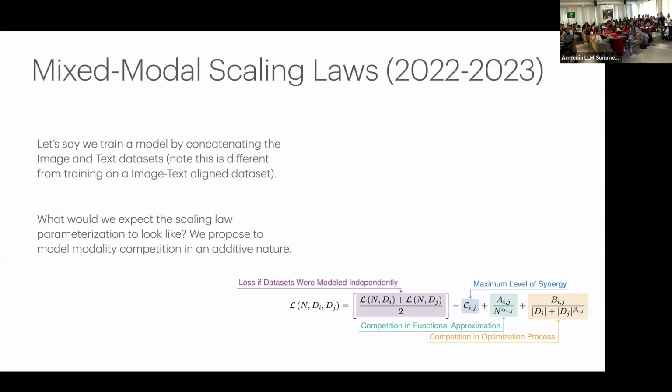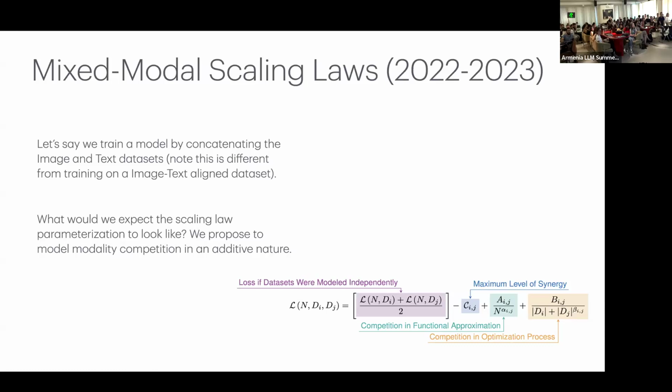Specifically, how could we parameterize this to make sense? And so what we said is that we're going to introduce this concept of modality competition. The idea is that if you have two data sets that are completely independent from each other, with a perfect model you can independently model the two data sets, but you don't have a perfect model. So you additionally have some amount of competition or some noise that occurs from training different modalities at once. So let's subtract that term from the loss.